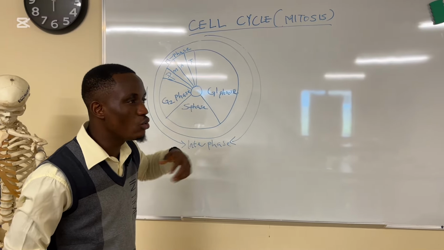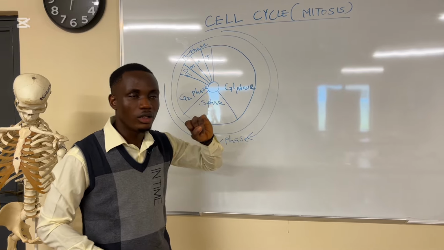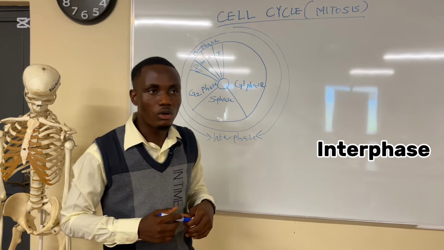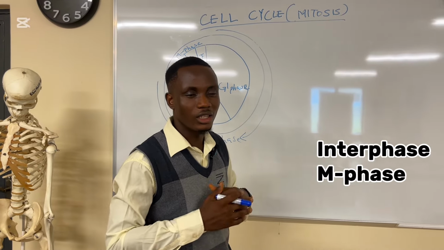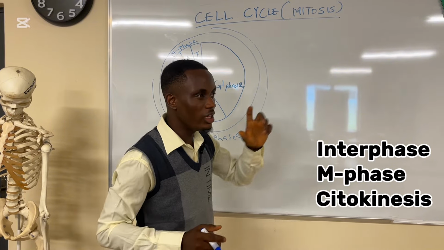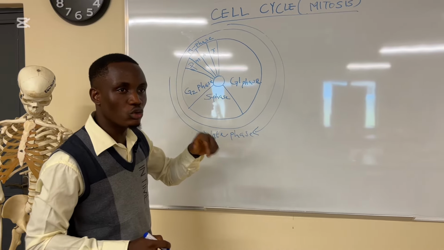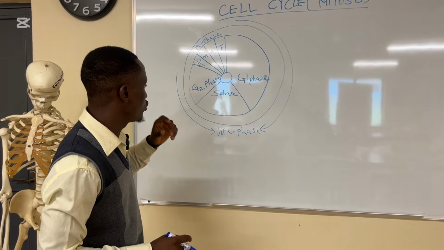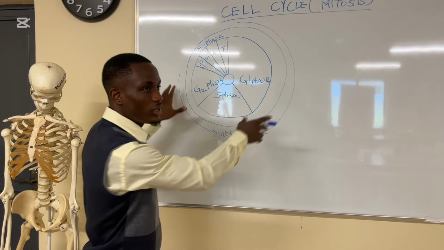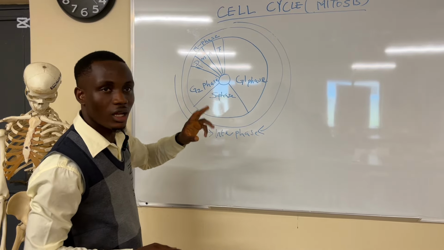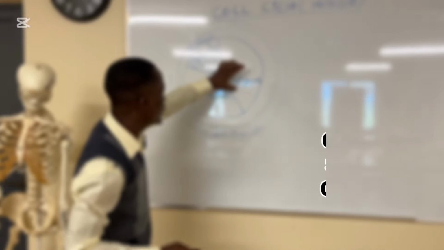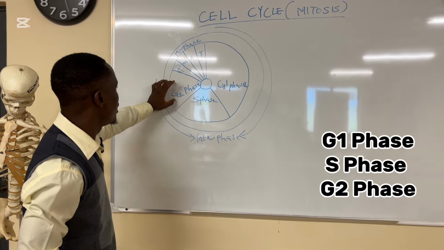And this cell cycle has 3 major phases. The first one is the interphase. The second one is what we refer to as the M phase, that is the mitotic phase, and the last part is the cytokinesis. Each of these 3 parts has a role to play. The first part, which we call the interphase, is illustrated with the diagram here. This interphase has 3 major stages: the G1 phase, the S phase, and the G2 phase.